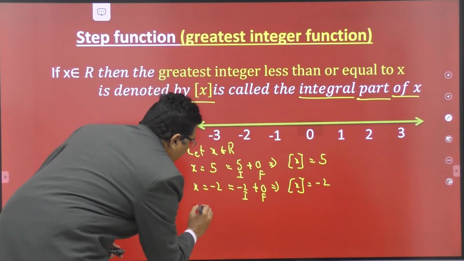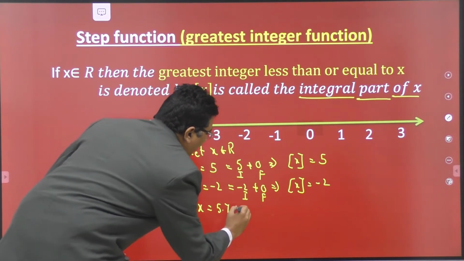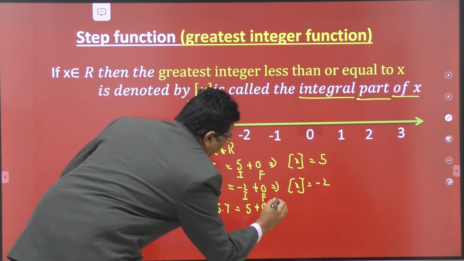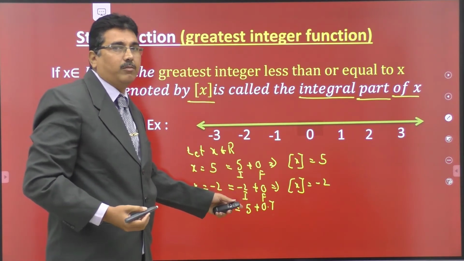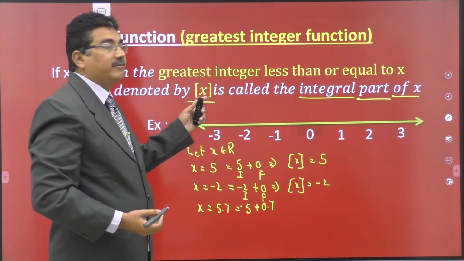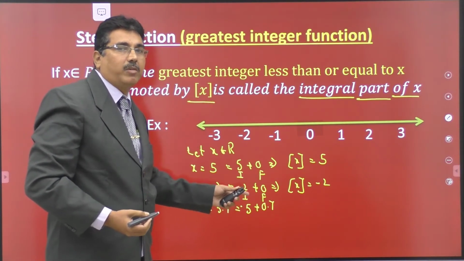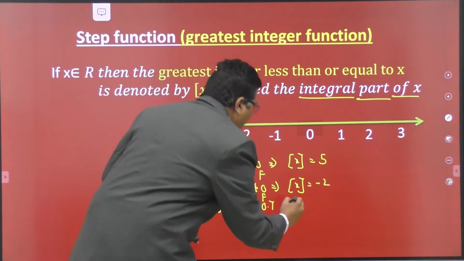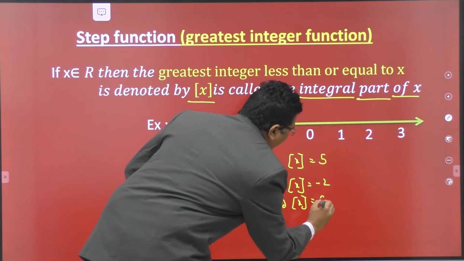Suppose x is equal to 5.7. That is equal to 5 plus 0.7. Here, 5 is the integral part and 0.7 is the fractional part. Box x, or the step function, denotes the integral part of any real number. So here the integral part of this number, box x, is equal to 5.